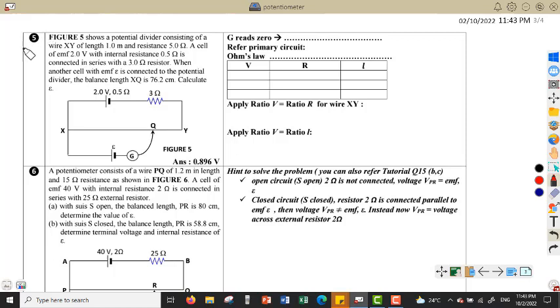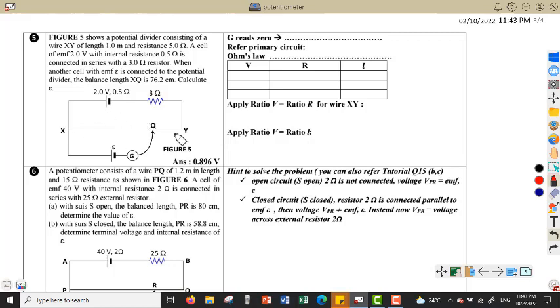Then class, we proceed to question 5. Question 5 is similar to question 4, so you might pause the video and try to attempt question 5 on your own first, then we can check the answer. Okay, so let us check our answer.